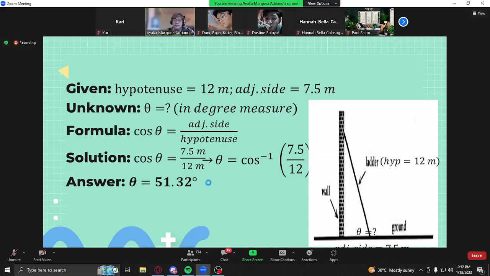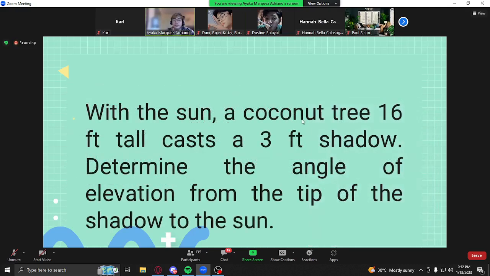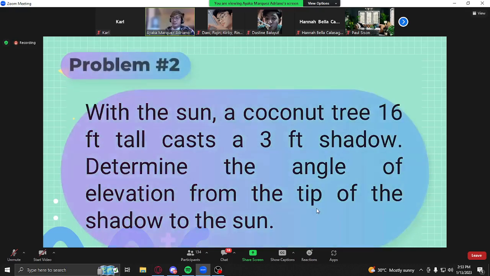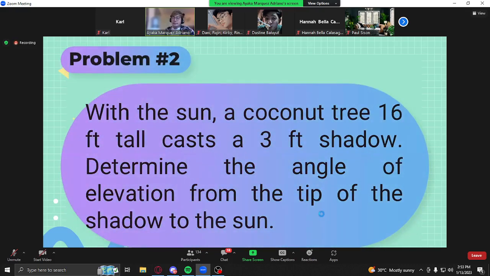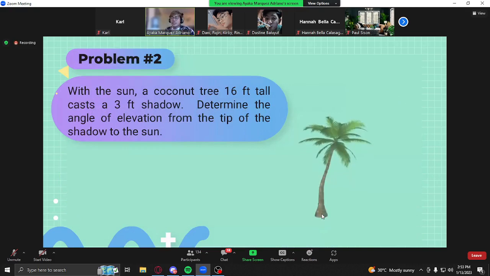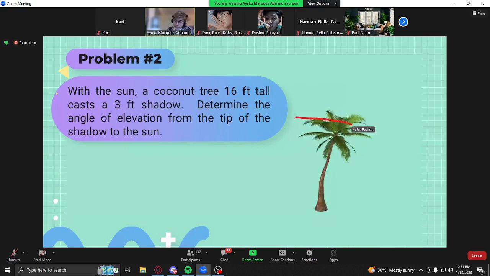Did you get it? Let's have the next problem. With the sun, a coconut tree 16 feet tall casts a 3 feet shadow. Determine the angle of elevation from the tip of the shadow to the sun. So how do we deal with this problem? So as you could see, you need to illustrate first the coconut tree that is exactly 16 feet tall. Okay? And this coconut tree will have a shadow, di ba?